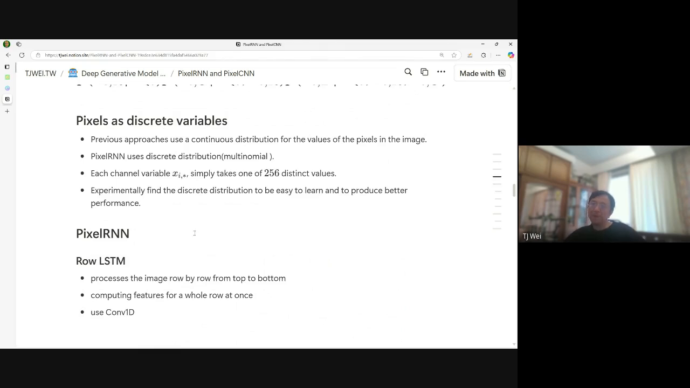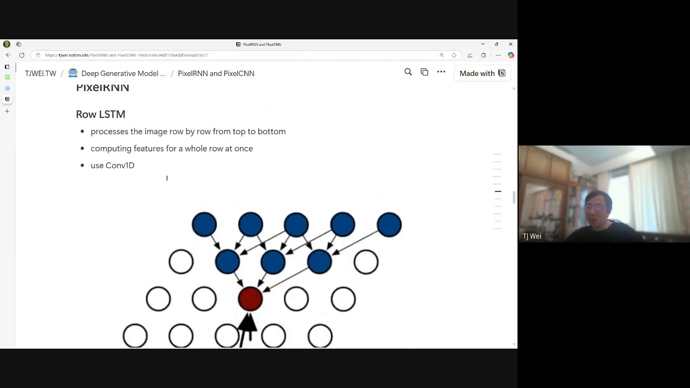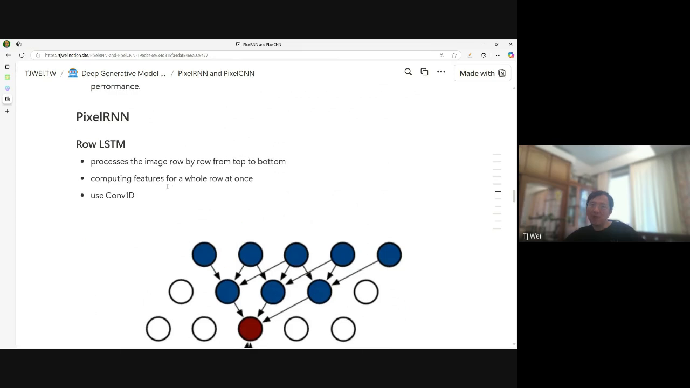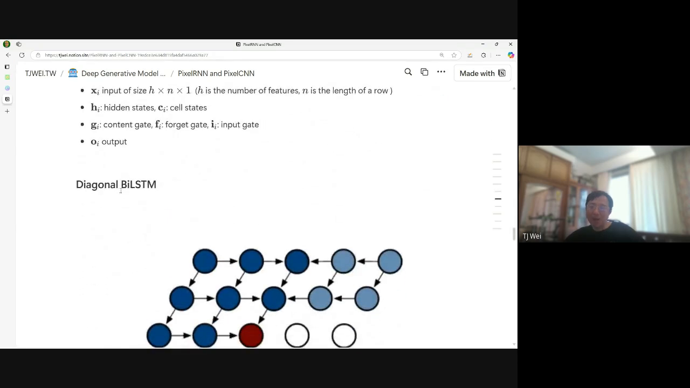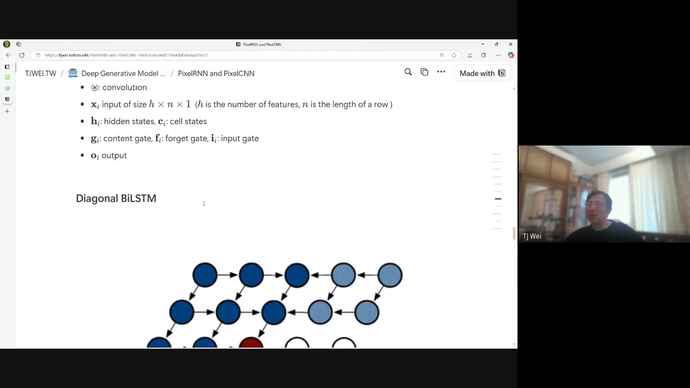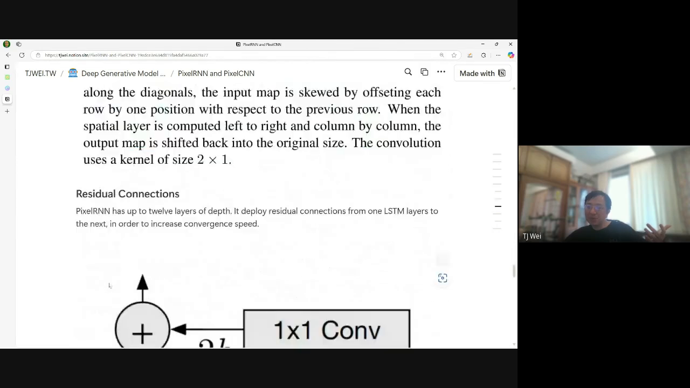key characteristic of PixelCNN and PixelRNN. Okay, so let's now focus on the order of the pixels. The first way to do that is quite interesting: one variation of the PixelRNN is to use row LSTM. There's also another variation, diagonal BiLSTM, and there's the PixelCNN variation.